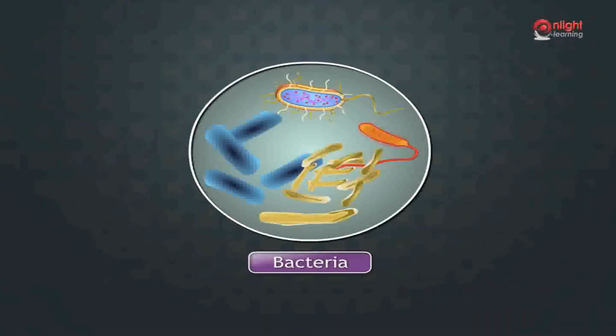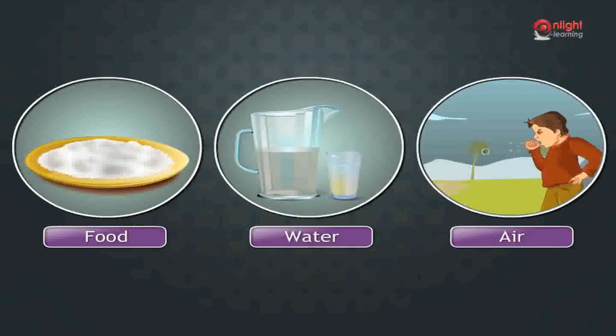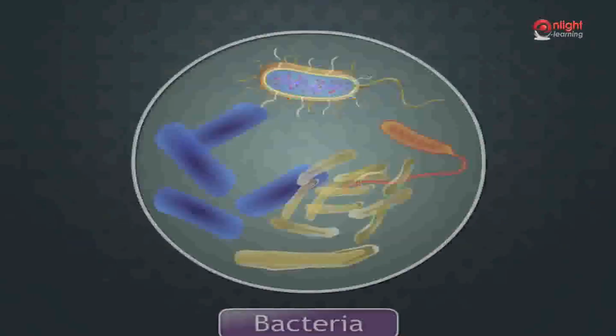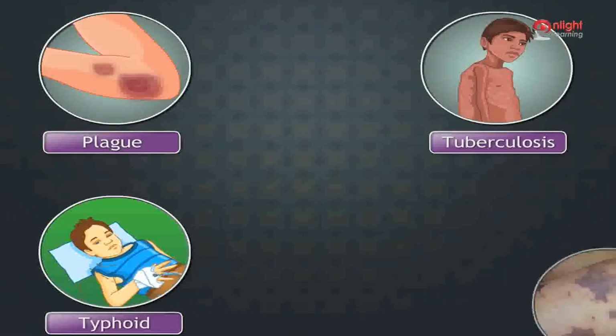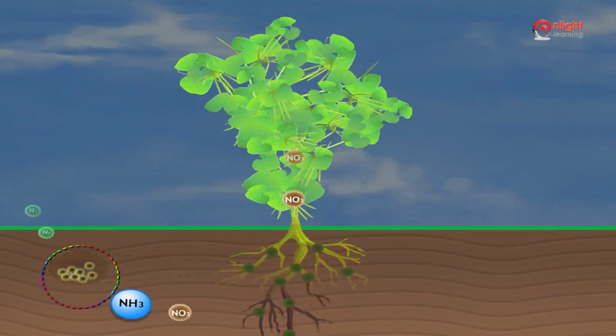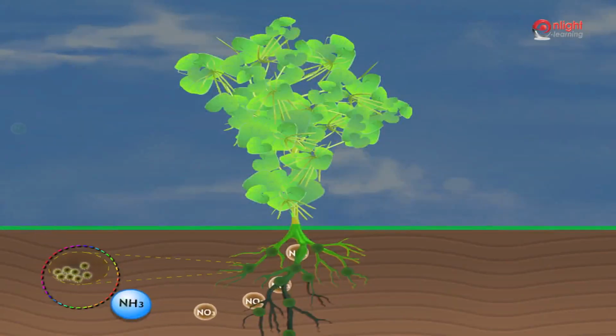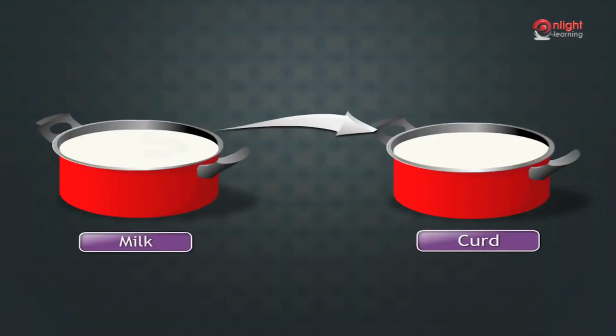Bacteria are found everywhere. They are present in food, water and air. Bacteria cause diseases like plague, tuberculosis, typhoid, meningitis and pneumonia. All kinds of bacteria do not cause diseases. There are some bacteria which are useful to us. They make the soil fertile. Some bacteria help in the formation of curd.